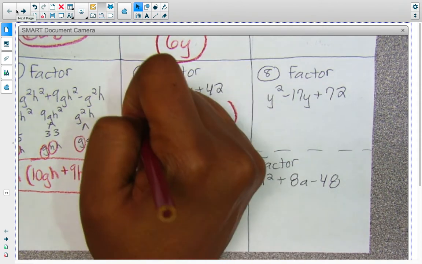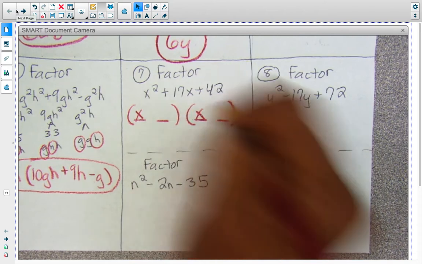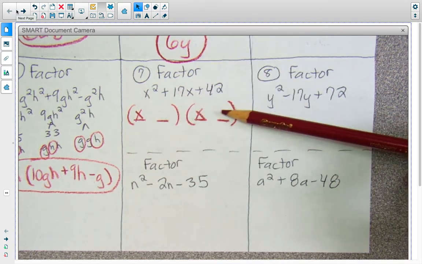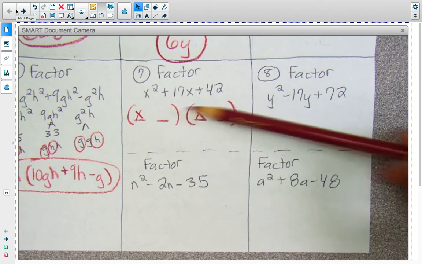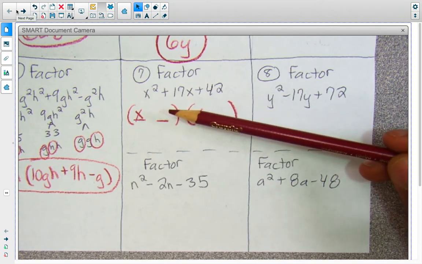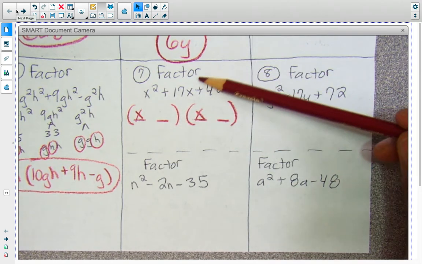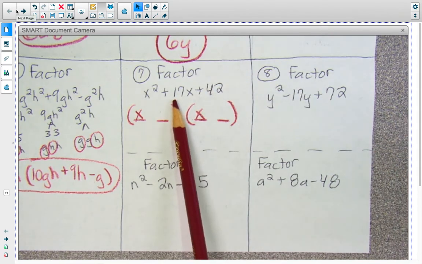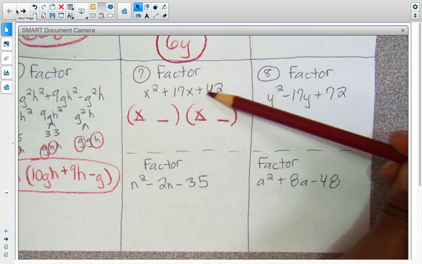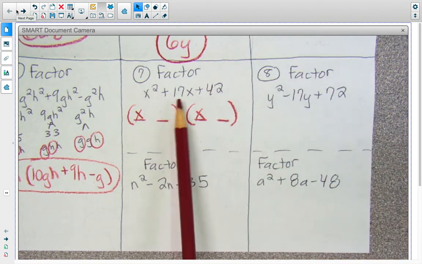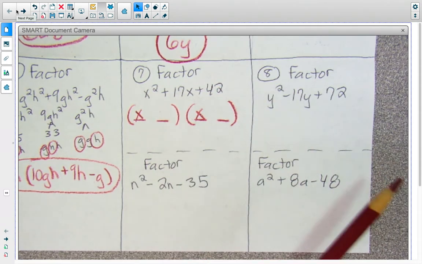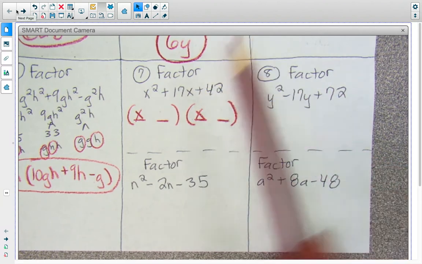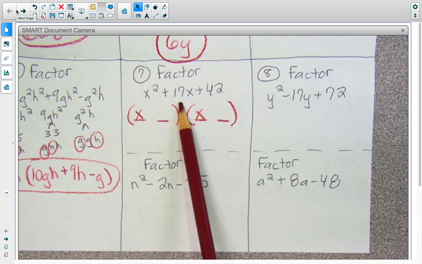So that's the relatively simple part, x and x, because x times x gives you x squared. Now your numbers go in here, and you're asking yourself, okay, we need to think of 2 numbers that multiply to give me the last number, add to give me the number in the middle. Multiply to get the last number, add to get the number in the middle. One more time, because that's very important. It's got to multiply to give you the last number, add to give you the number in the middle.